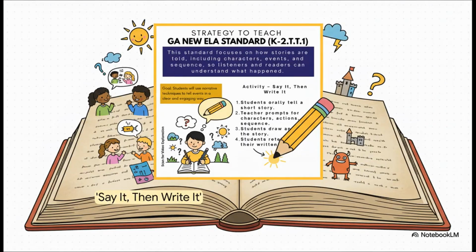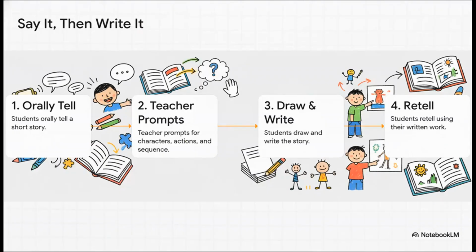We're going to use this amazing routine straight from the state's strategy card. It's called Say It, Then Write It. And it's so powerful because it puts talking first. It gives kids a chance to build their story out loud before they ever have to worry about a pencil. So let's break it down.